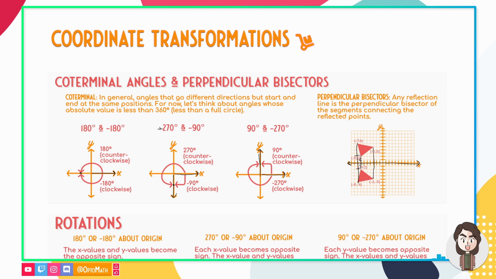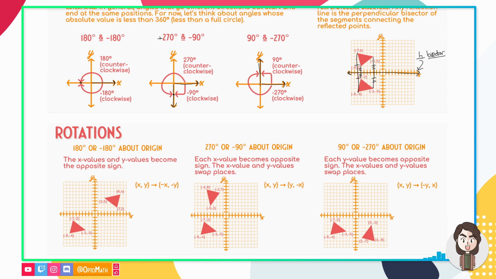We're going to make those tick marks to show they're congruent. So this line of reflection is our perpendicular bisector. And remember, bisector means you're going to cut something into two equal sized pieces. So that's our perpendicular bisector. Lastly, we have our rotations.